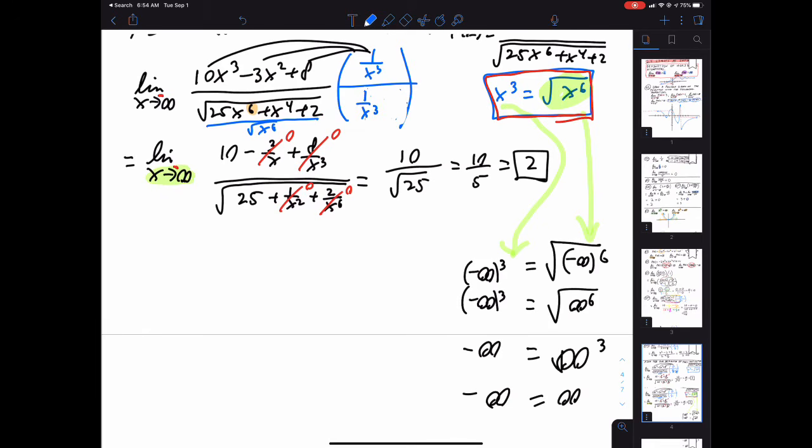I cannot replace x cubed with square root of x to the sixth because, as we see here, they're not the same as x goes to negative infinity. So in order to get them to be the same, when x is negative, I need to put a minus there. That puts a minus there, a minus there, a minus there, a minus there, and now it's a true statement. I know that that's kind of hard to see.